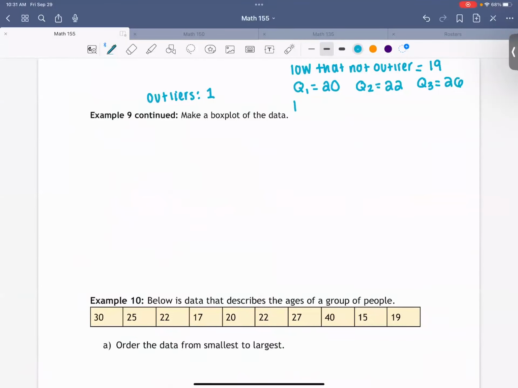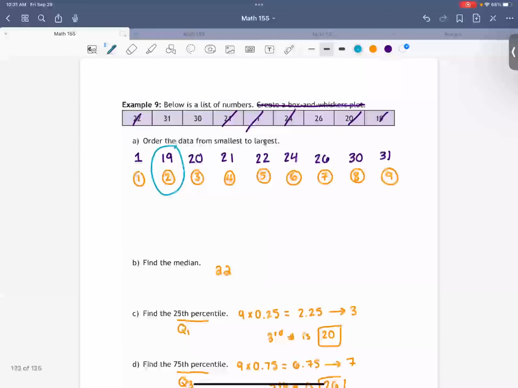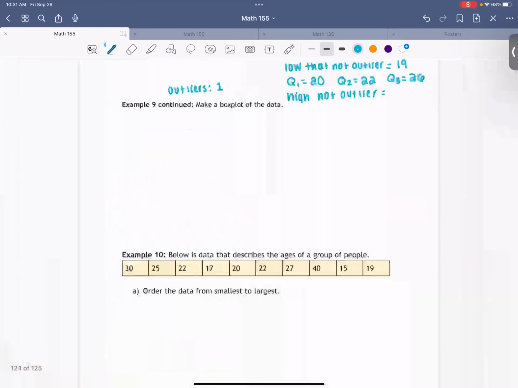I'm also going to find the highest number that's not an outlier. Okay, now we don't actually have any high outliers. So taking a look at my data set, what is the highest number that is not an outlier? 31, right? It literally is the highest number, right? So I don't have to worry about outliers there. 31. Okay. Let's go ahead and make our box plot.